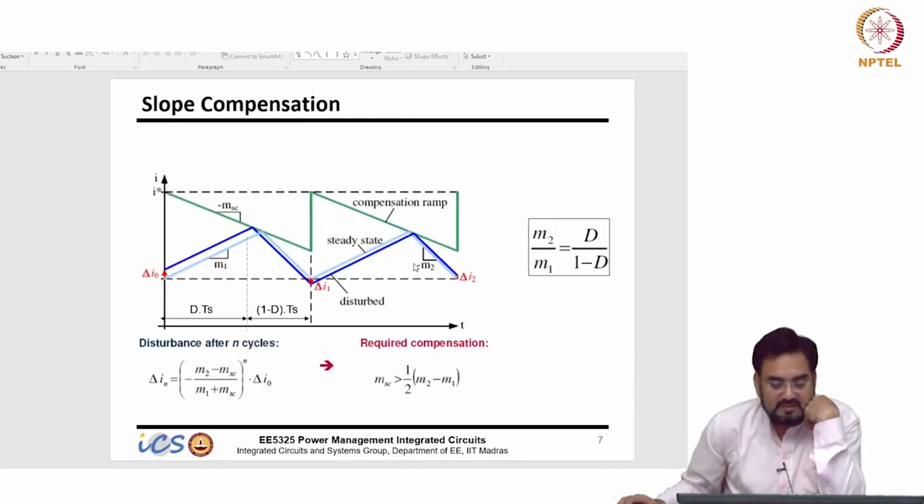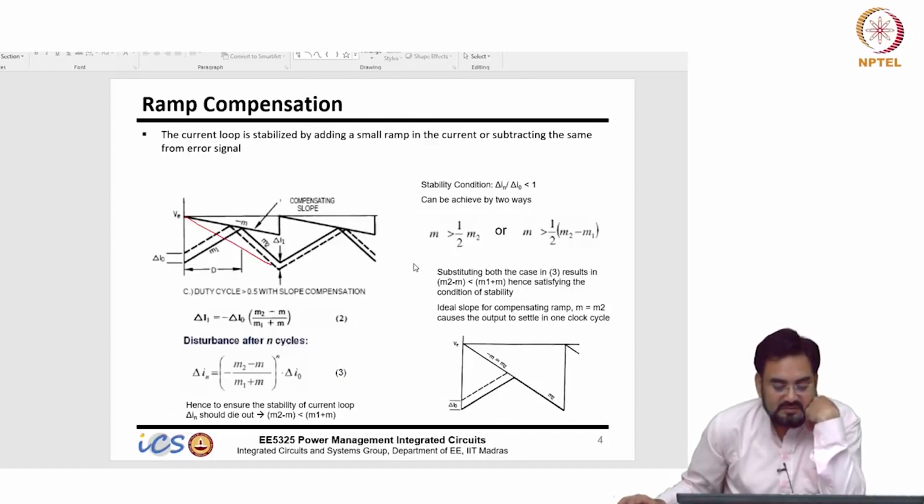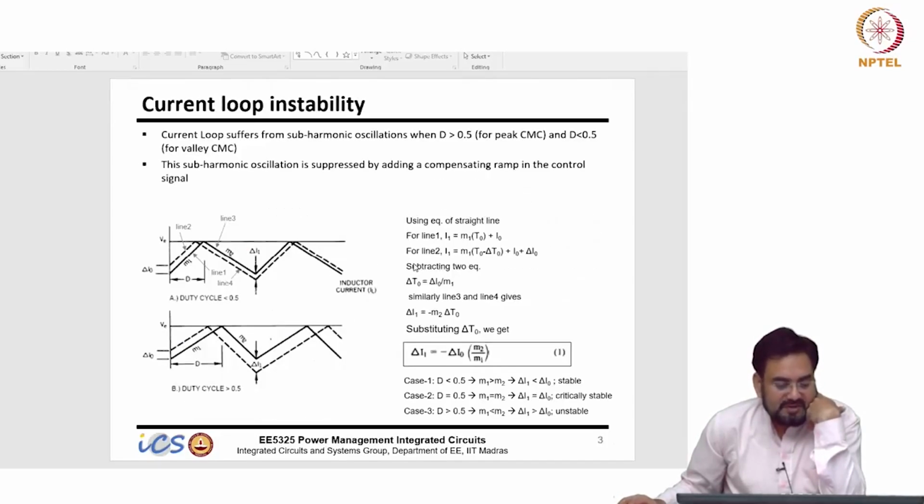Current to voltage conversion. When this compensating slope increases, it becomes a voltage mode. So like I'm still struggling like that. Okay.